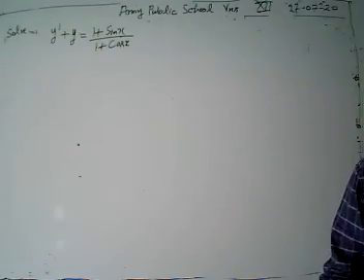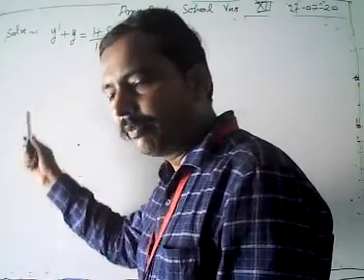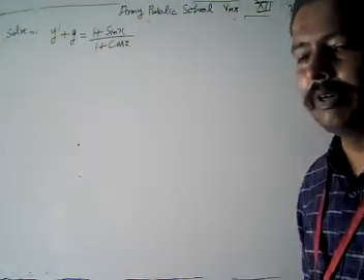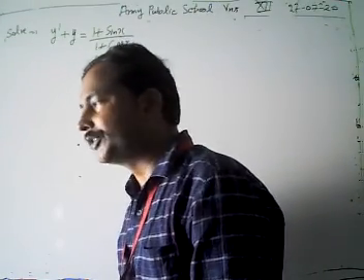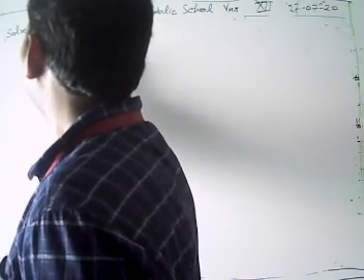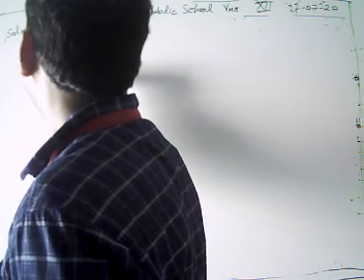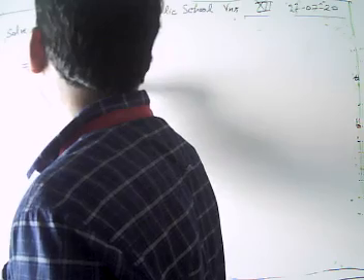So y prime plus y is equal to (1 plus sin x) upon (1 plus cos x). Obviously, y prime indicates dy/dx, y double prime is d²y/dx², and y triple prime means d³y/dx³. Now we can write dy/dx plus y is equal to (1 plus sin x) upon (1 plus cos x).